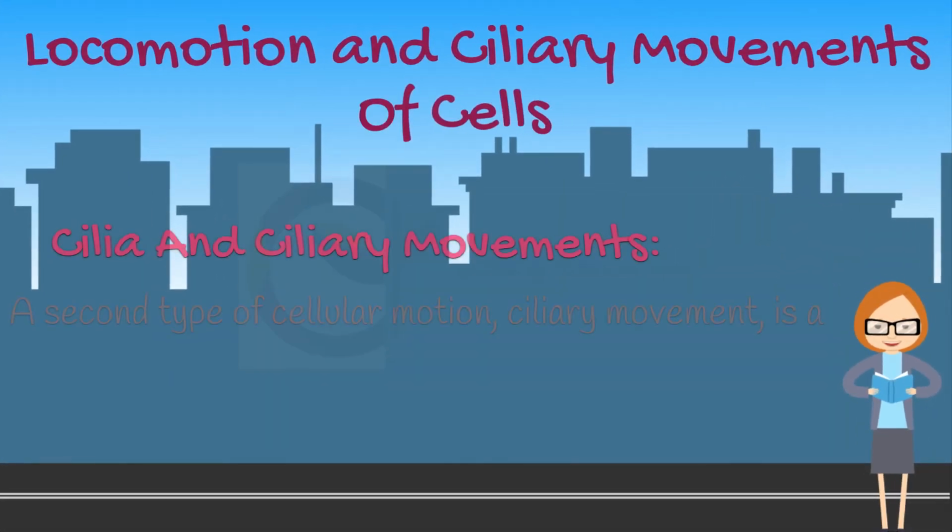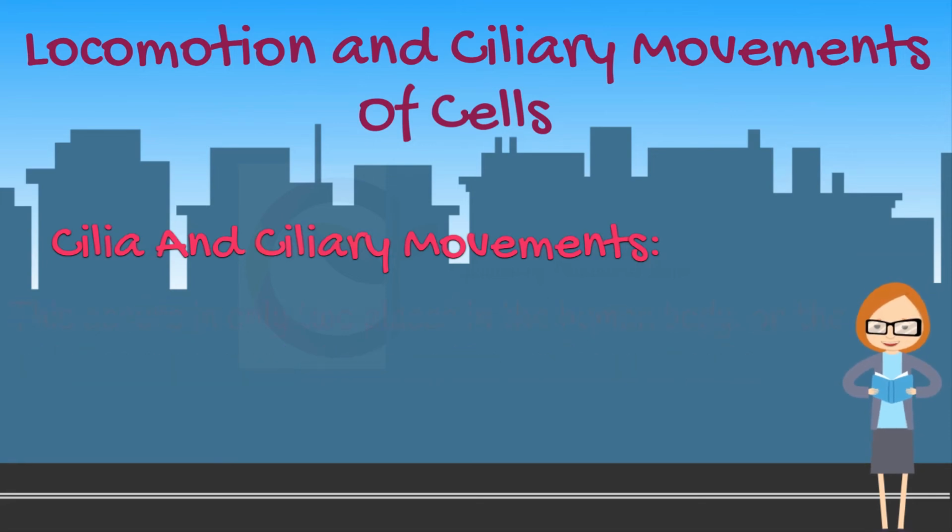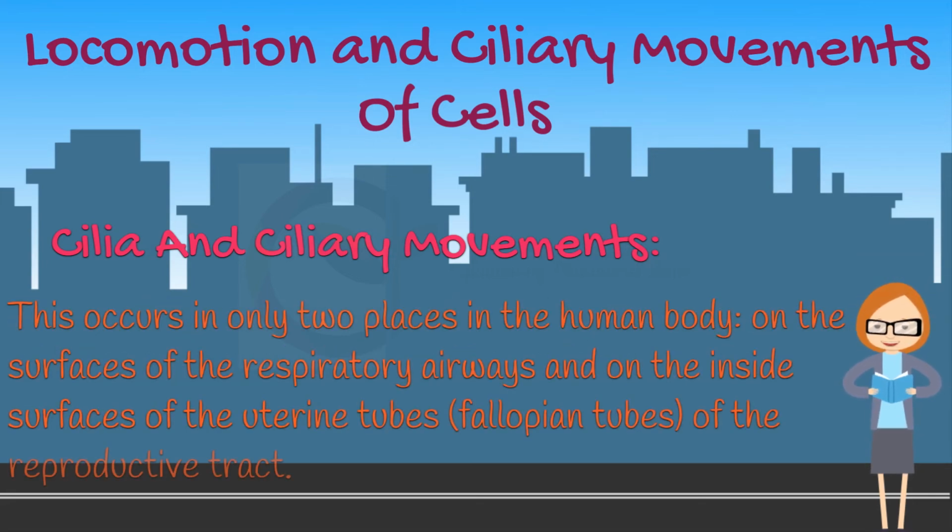Next are cilia and ciliary movements. A second type of cellular motion, ciliary movement, is a whip-like movement of cilia on the surfaces of cells. This occurs in only two places in the human body: on the surfaces of the respiratory airways, and on the inside surfaces of the uterine tubes, that is, fallopian tubes of the reproductive tract.